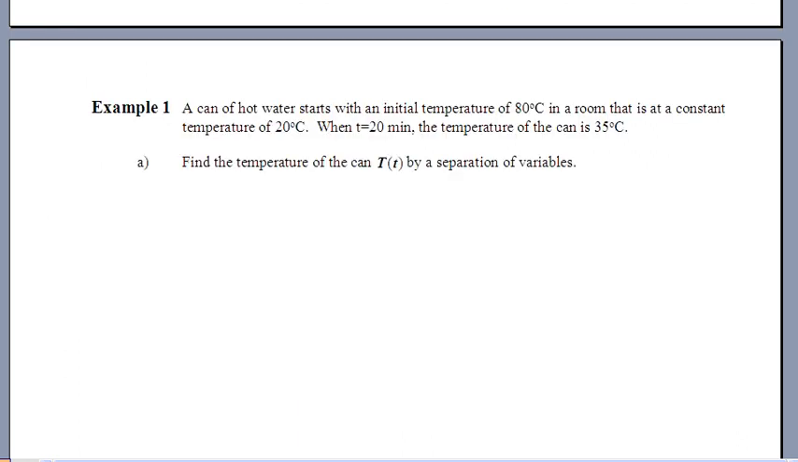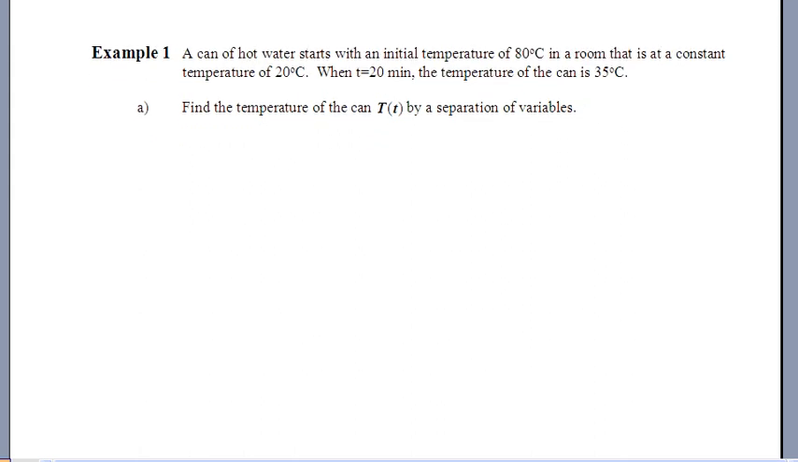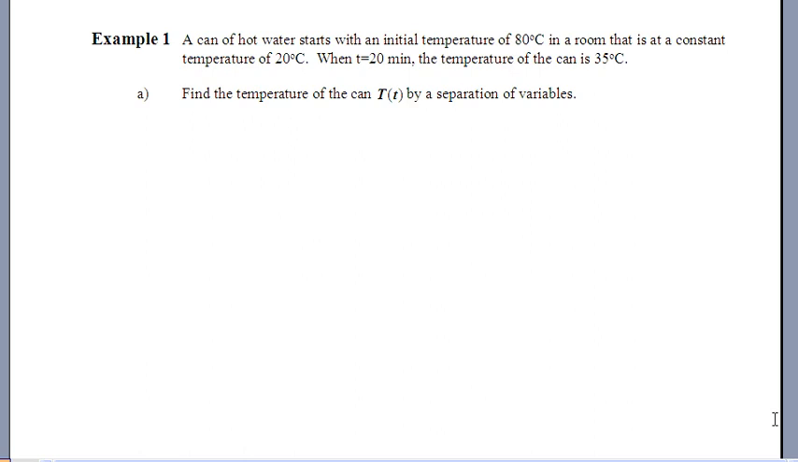It says a can of hot water starts with an initial temperature of 80, so that's pretty hot, in a room that is at a constant temperature of 20. And then 20 minutes down the road, the temperature of the can is now down to 35. And you have to find the temperature solution as a function of time. And it says, please do it by separation of variables. Okay, sure. Yeah, we can do that.